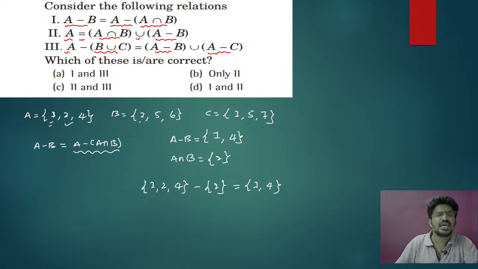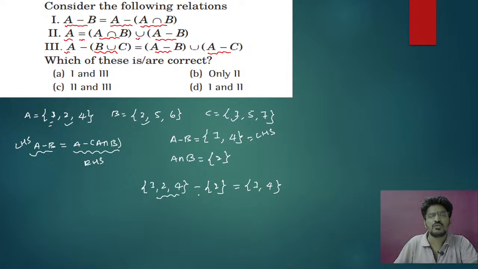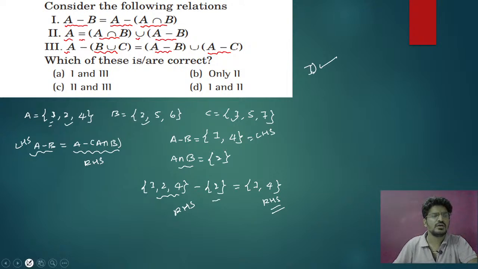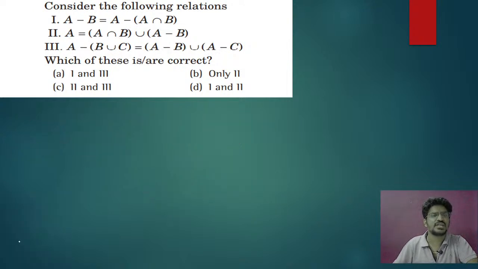I have taken set A, set B, set C. I am simplifying A minus B. This is LHS. So here we got LHS, and for RHS I have taken set 1, 2, 4 minus A intersection B. So this is my RHS. You can see RHS is also equal to 1 comma 4. Therefore statement 1 is true. So from this you can understand statement 1 is true. Clear? Okay.